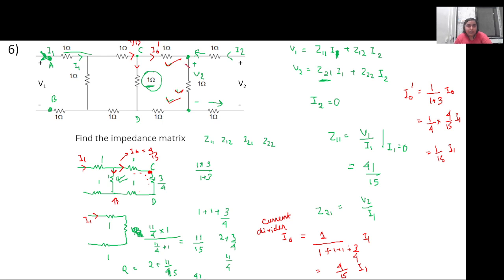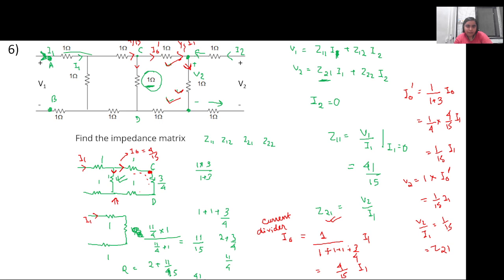So the net current that is flowing in this particular branch is 1 by 15 into I1, right? And so what will be the value of V2? V2 will be equal to 1 into whatever the current that is flowing in that branch, that is I0 dash, which is 1 by 15 into I1. So V2 by I1 equal to 1 by 15, which is equal to Z21. Is this clear?